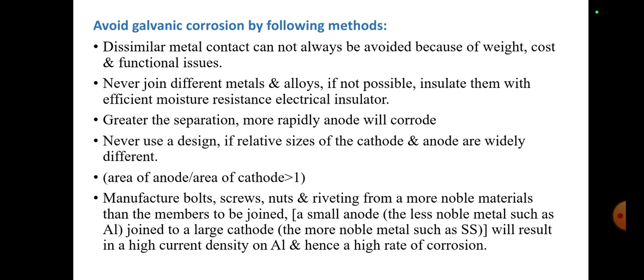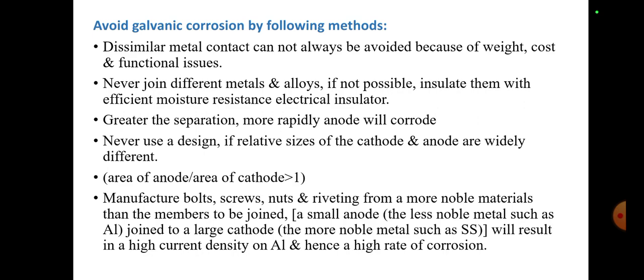Avoid galvanic corrosion by following methods. Dissimilar metal contact cannot always be avoided because of weight, cost and functional issues. Never join different metals and alloys. If not possible, insulate them with an efficient moisture resistant electrical insulator. Greater the separation, more rapidly the anode will corrode.